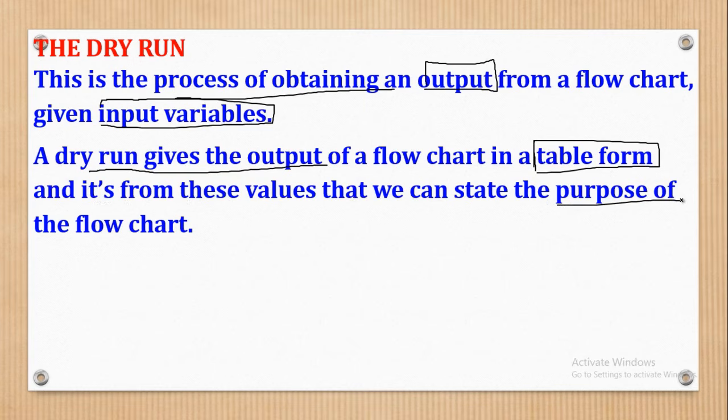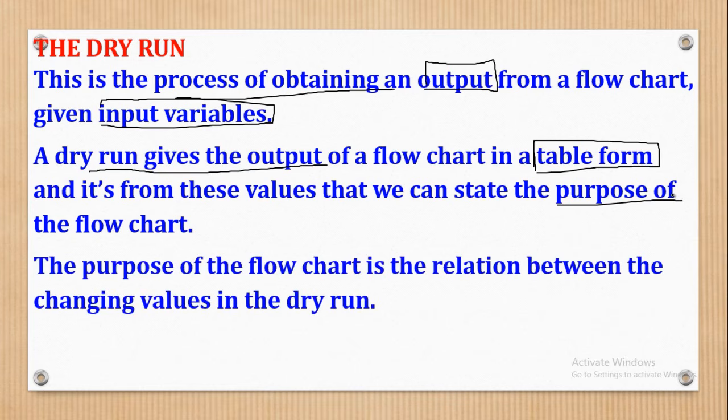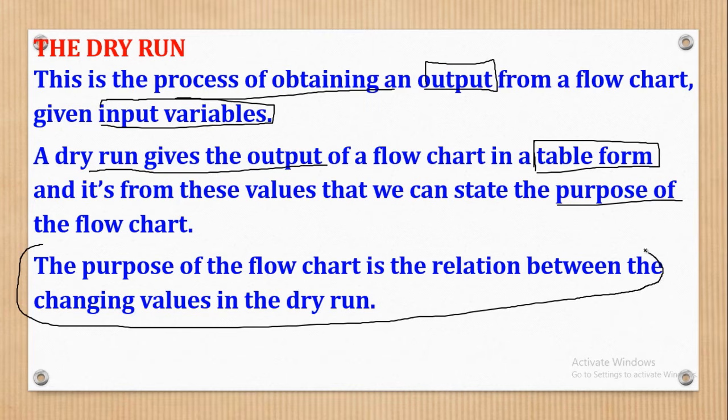Remember, the purpose comes from the problem which the flowchart wants to solve. For example, the problem can be mean or sum or factorials, powers, etc. So the purpose of the flowchart is the relation between the changing values in the dry run. So for you to easily understand the purpose of the flowchart, look at the values which you have tabulated in your dry run and be able to find out the relationship between the given pair.